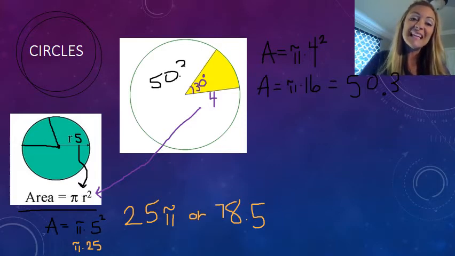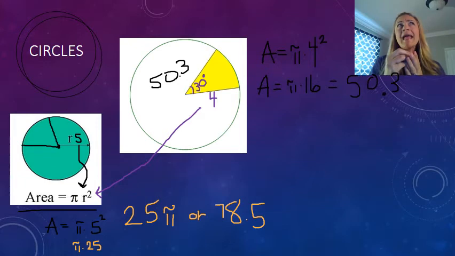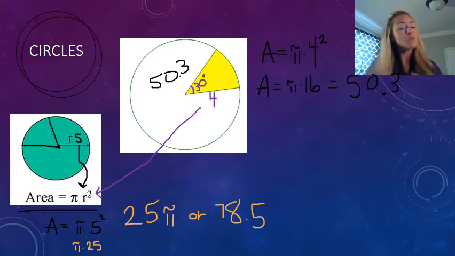But I only want the yellow guy. The yellow guy has a degree of 30 degrees. And the whole circle has a degree of 360 degrees. So what we can do is, we have two options. I'm going to show you both. But I think it's easiest to just set up a proportion.